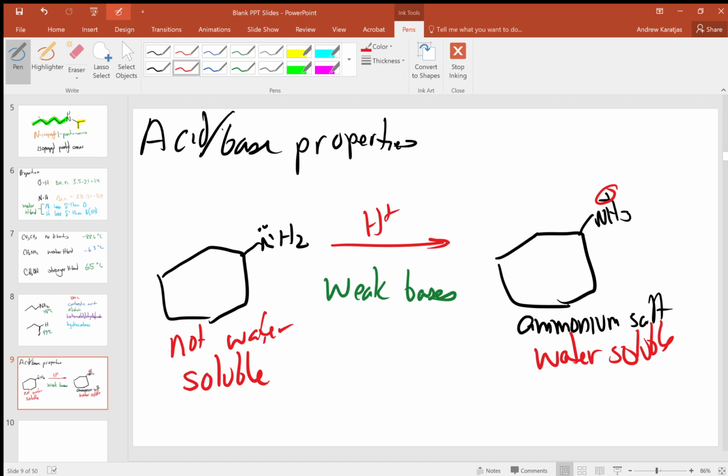Larger molecular weight amines, not water soluble. But once you add that extra hydrogen and you make them into a salt, just like the act of deprotonating the carboxylic acid, at that point, it will very, very often be water soluble.